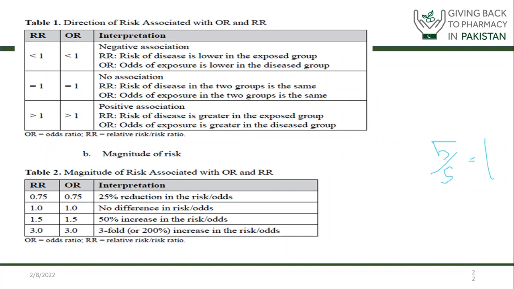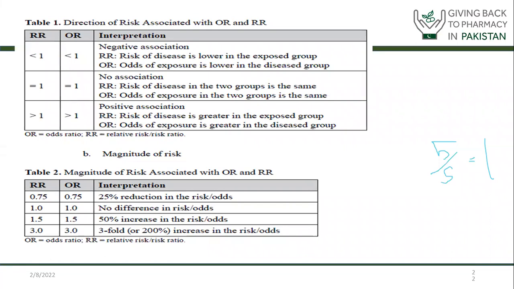If the value is 1, what does it mean? The odds of getting myocardial infarction are the same in smokers and non-smokers. If the value is more than 1, it means the odds of getting myocardial infarction in smokers is more than that of non-smokers. So this is telling you the interpretation, the direction, but it's not telling you the magnitude. It's just telling you direction.